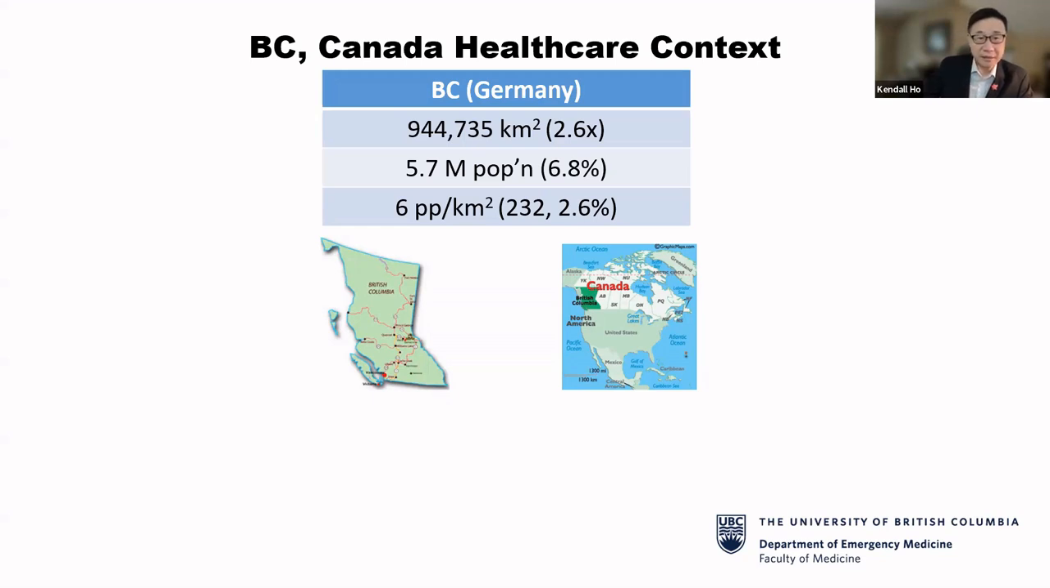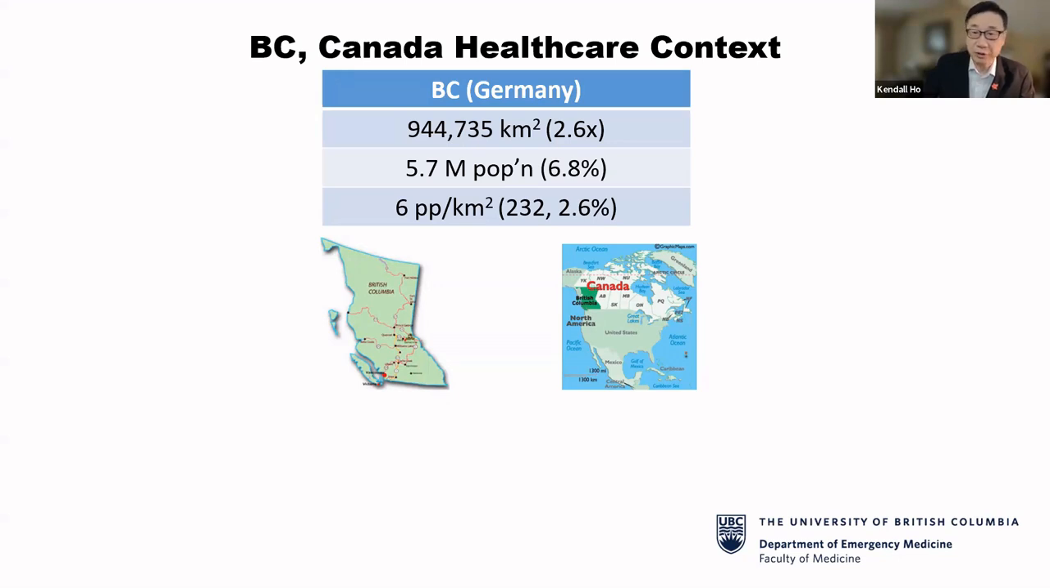You can see the population here in British Columbia. I put some Germany figures. In terms of geography, our province is approximately 2.6 times the size of Germany. But for population, we have 5.7 million, which is about 6 to 7% of yours in Germany. So if you do an average, that means in British Columbia, every square kilometer will have 6 people standing there. Whereas in Germany, that's 232 persons per square kilometer.